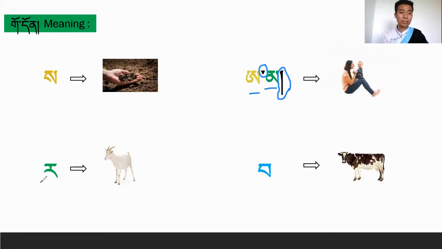And here this is ra. Ra means gold. The fourth one is pa. This is pa. For today, that's it.